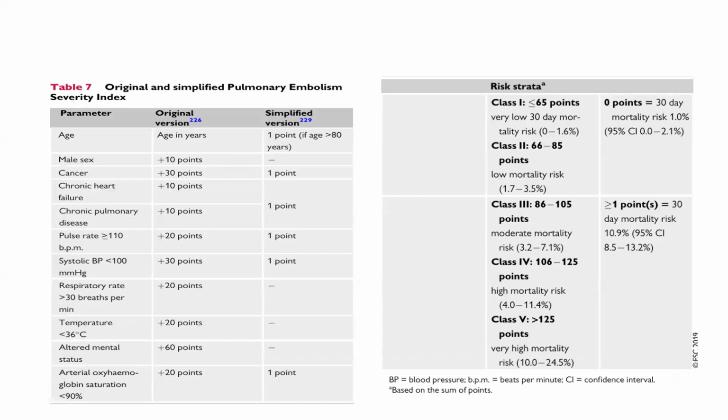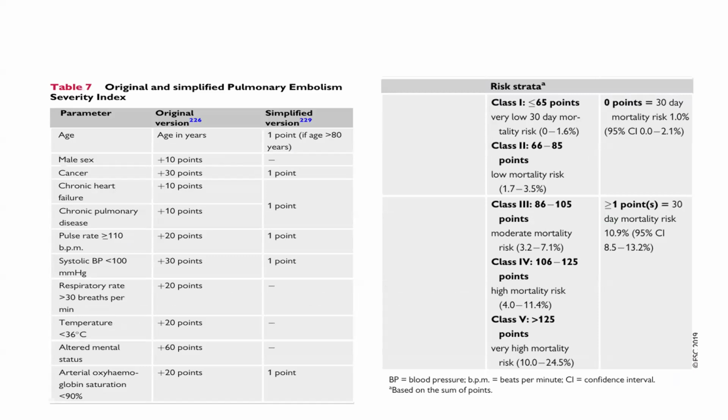Then the next score. Once the diagnosis of PE is confirmed, we need to know how severe this PE is. For that we can use the PESI score. Once we know how severe the PE is, we can predict the chances of mortality. So we'll see what this PESI score is.